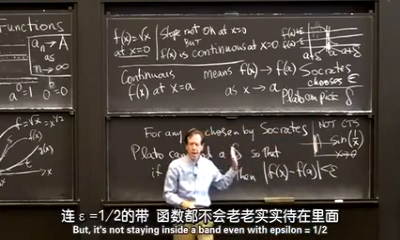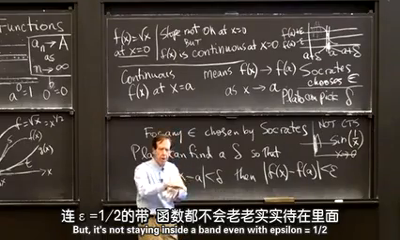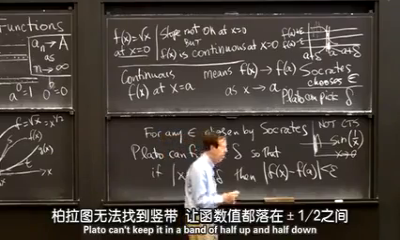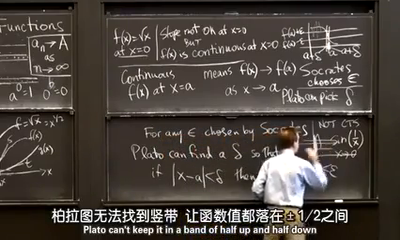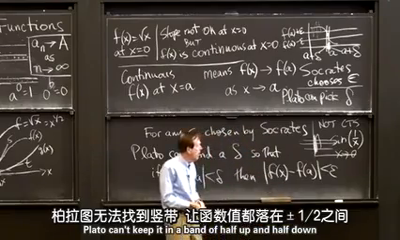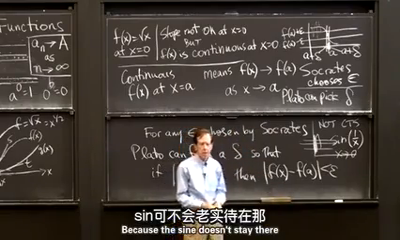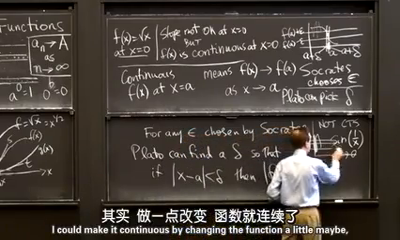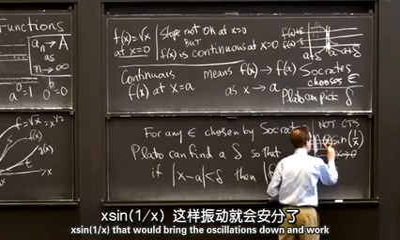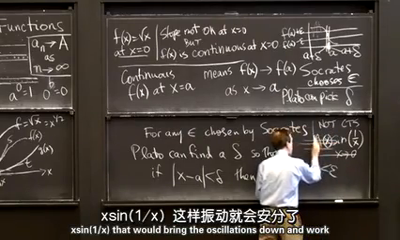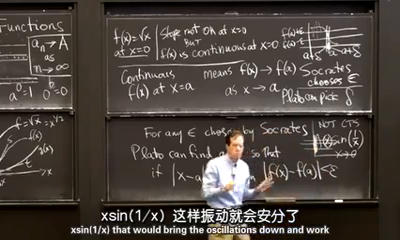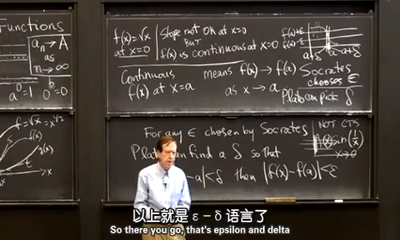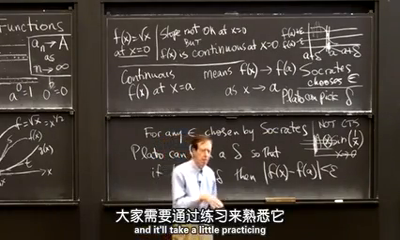But it's not staying inside a band even with epsilon equal a half. Socrates has got Plato. Plato can't keep it in a band of width of half up and half down, because the sine doesn't stay there. So there's a function that's not continuous. I could make it continuous by changing the function a little, maybe x times sine of 1 over x. That would bring the oscillations down and work. So there you go. That's epsilon and delta, and it takes a little practice.